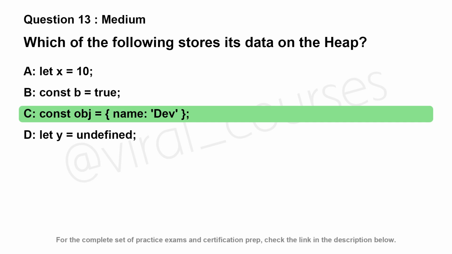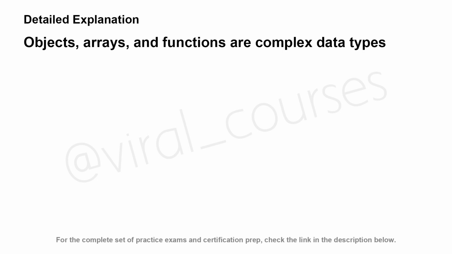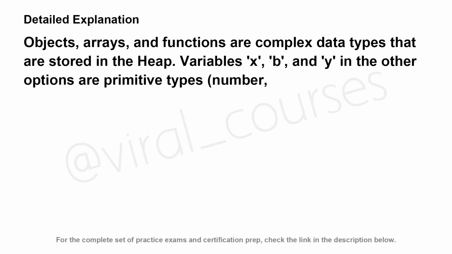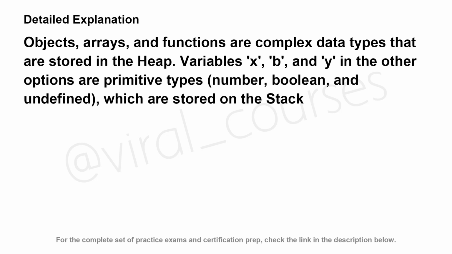The correct answer is C. Objects, arrays, and functions are complex data types that are stored in the heap. Variables x, b, and y in the other options are primitive types: number, boolean, and undefined, which are stored on the stack.